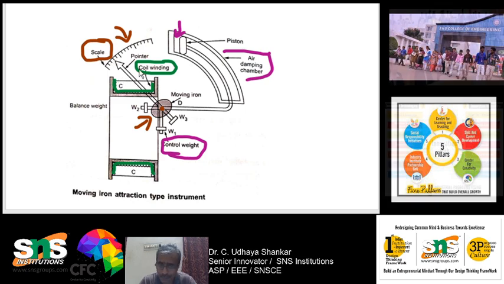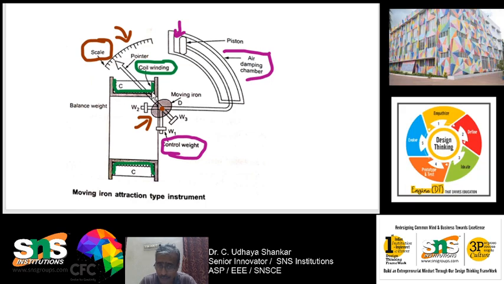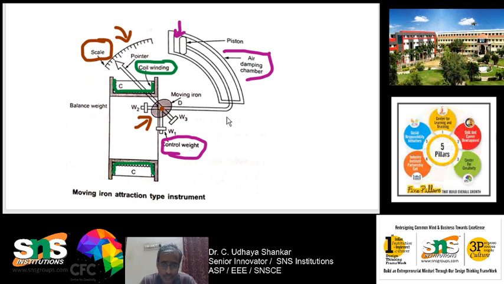One is the deflecting torque, which is produced because of the magnitude of current flowing in the coil. So, if the magnitude of current is very high, then the deflecting torque will be very high. And the control torque is produced by the spring. The spring is not shown because you have to see it from the side; it will be attached to the spindle, and the spring will produce the control torque.